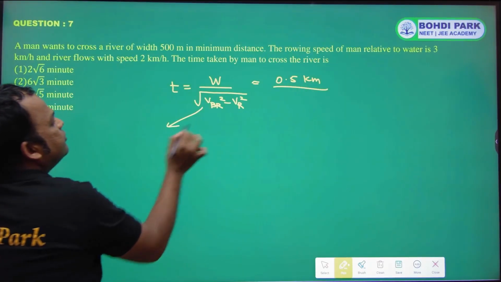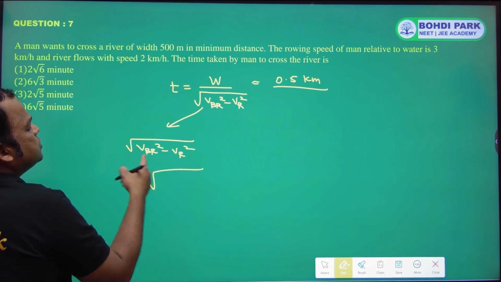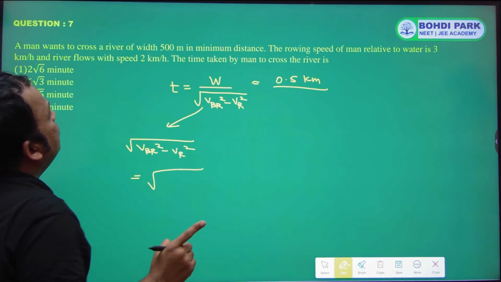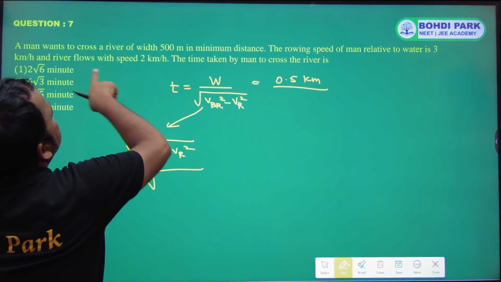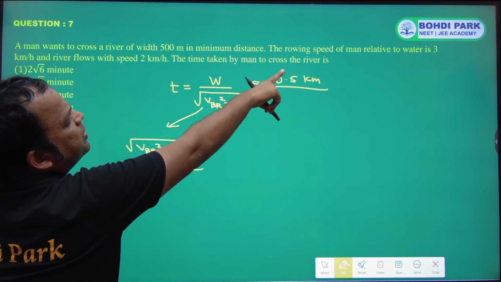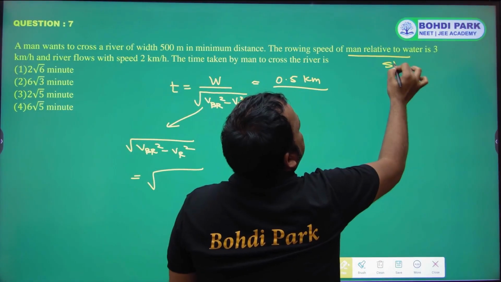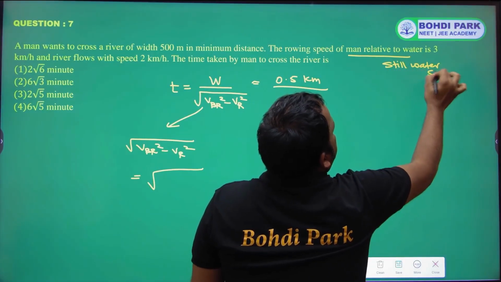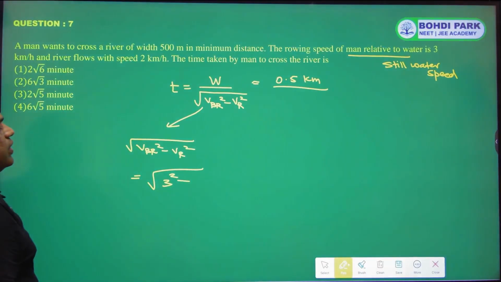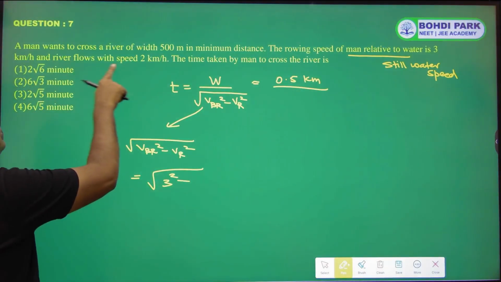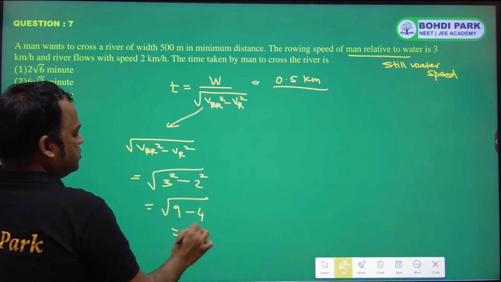And what is this value? This value is square root of VBR square minus VR square. Now velocity of boat in still water or VBR is given, the rowing speed of man relative to water. So still water speed, that is 3 kilometer per hour. 3 square minus VR. The river flow is 2. Okay, so 2 kilometer per hour. So square root of 9 minus 4. So this is root 5.